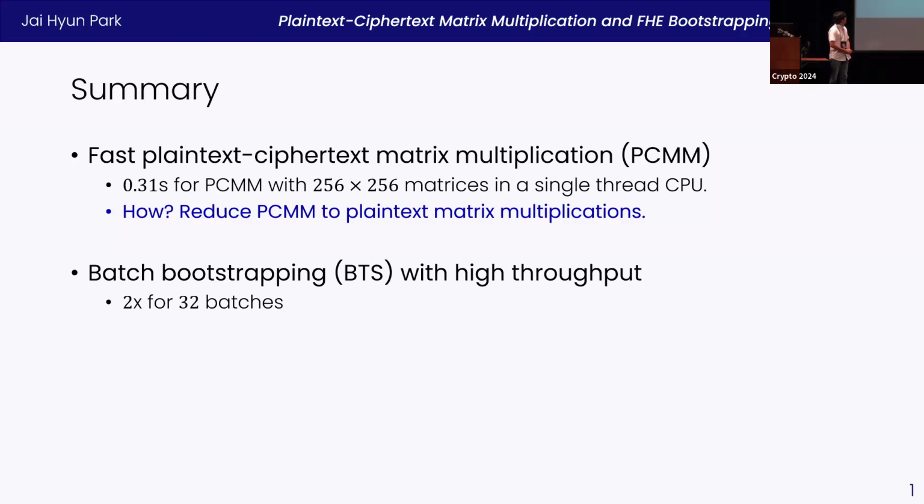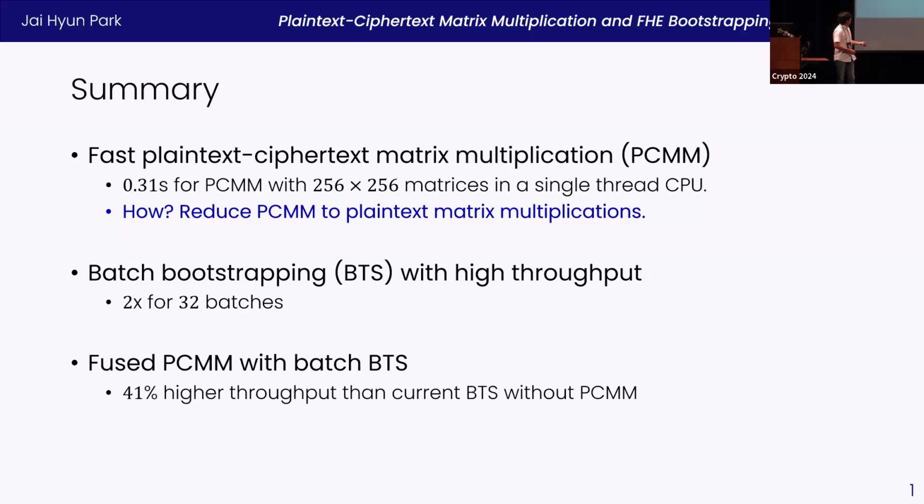Second, we also suggest a batch bootstrapping with higher throughput for ring LWE-based homomorphic encryption schemes. If there are 32 batched ciphertexts, then we can achieve twice the throughput compared to the conventional bootstrapping. Finally, we fused PCMM with the batch bootstrapping, and our batch bootstrapping with PCMM achieved about 41% faster than the current bootstrapping without PCMM.